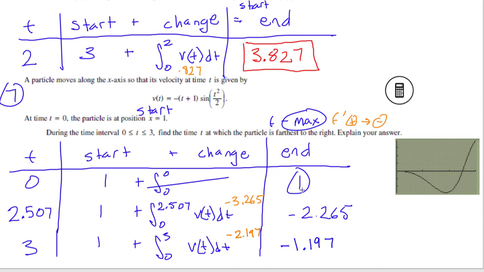Which of these is biggest? Well, the one that's positive, right? So this is the answer. So where is it farthest to the right? At time t equals 0. And I'll type that in a sec, but the bell just rang. I have to get ready for my pre-calc class.